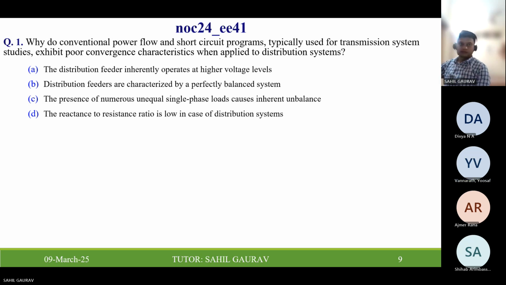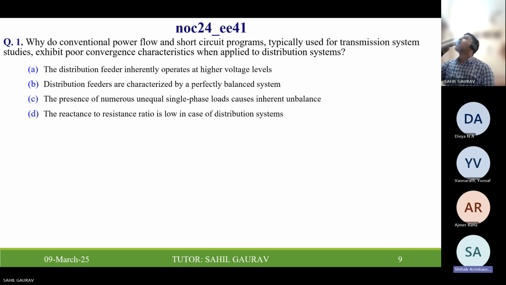Is it C? No, C is not correct. You have to tell the most accurate answer. Can be C or D. Then it will go for D. Yes, correct. D is the correct answer. But C is also correct.